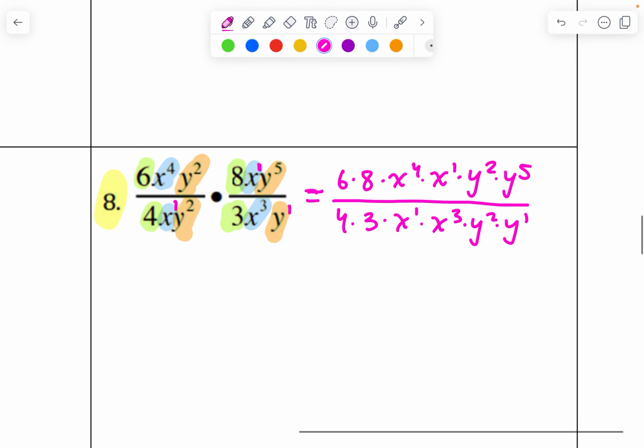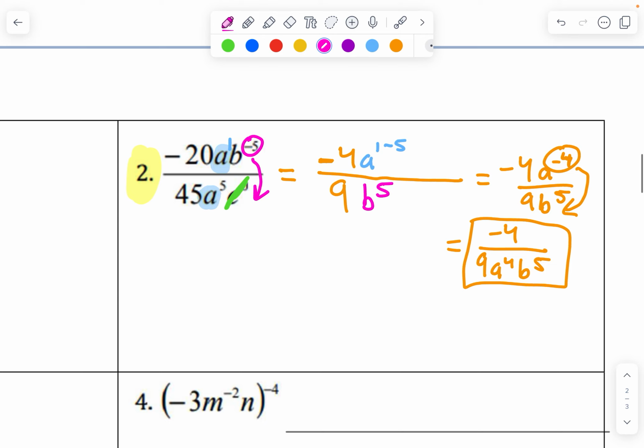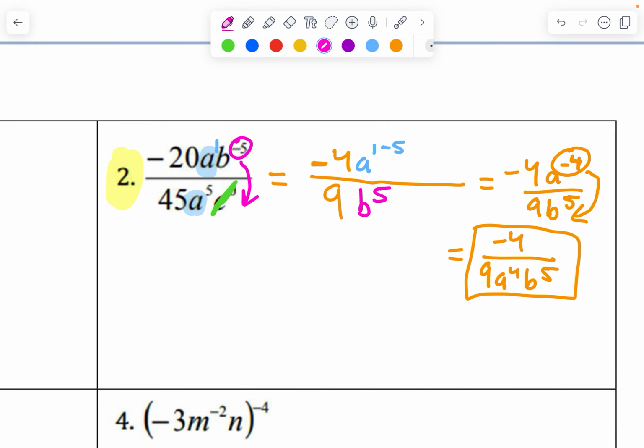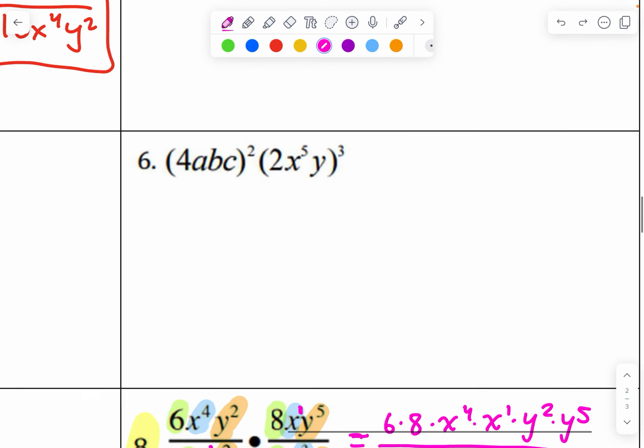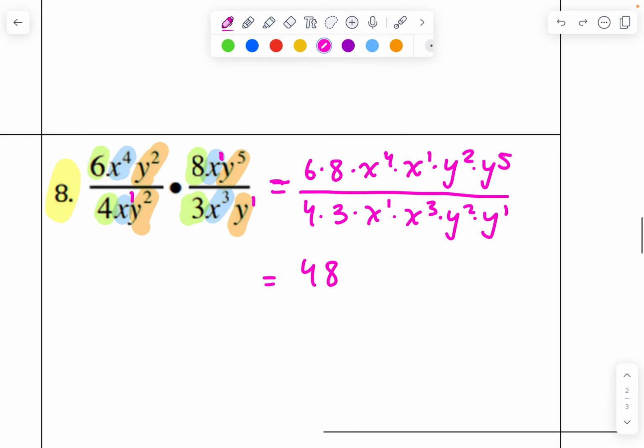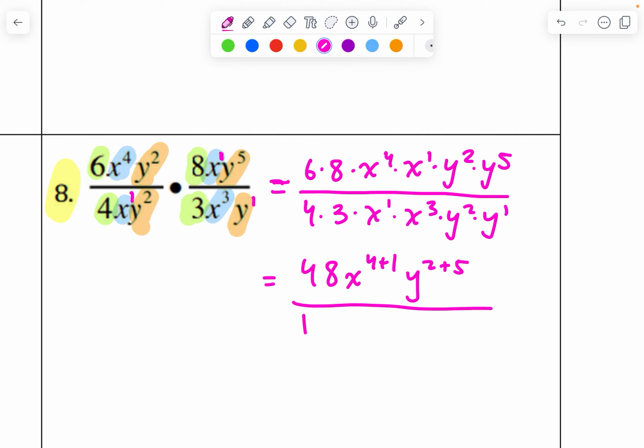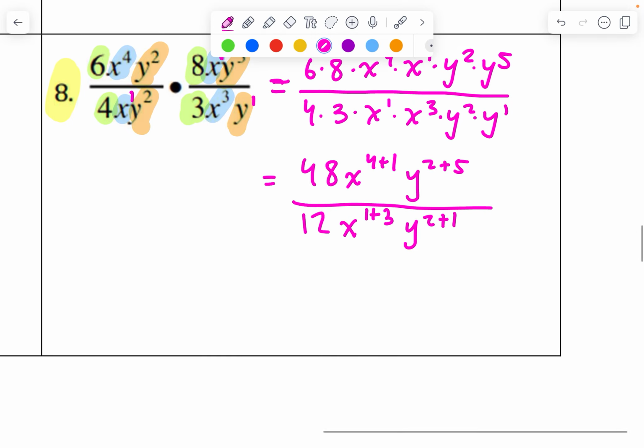And now I'm going to simplify. 6 times 8 is 48. And when we multiply like bases with different exponents, that's when we add. So up here, when I did a to the 1 minus 5, that was because I was dividing these two. But if I'm multiplying them together, I add their exponents. So that would be x to the 4 plus 1 and y to the 2 plus 5. Down here, 4 times 3 is 12. I have x to the 1 plus 3 and y to the 2 plus 1, because again, I am multiplying those like bases together. I am not dividing them this time, so I'm not subtracting.